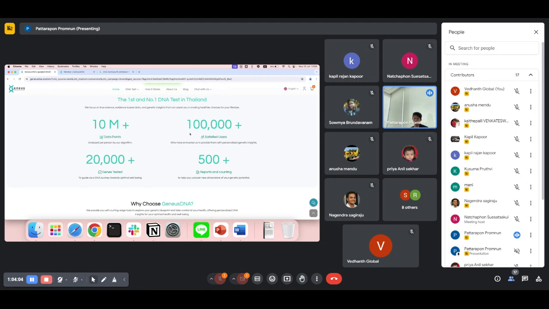Another one is cancer risk, brain related and heart related. In India, most of the other 4 companies don't tell about this, but Geneus DNA does. These make Geneus DNA unique compared to the others.